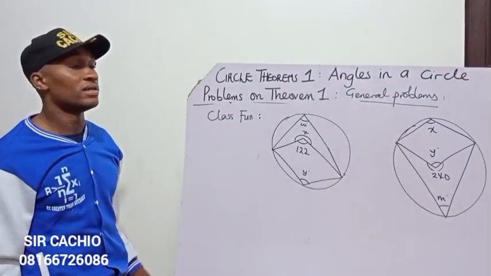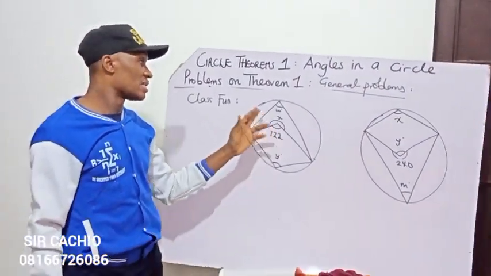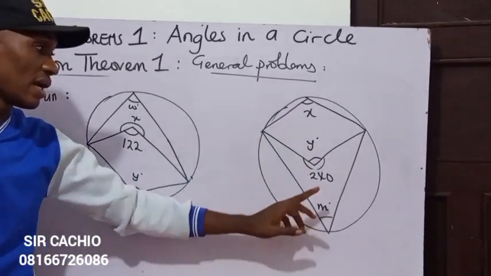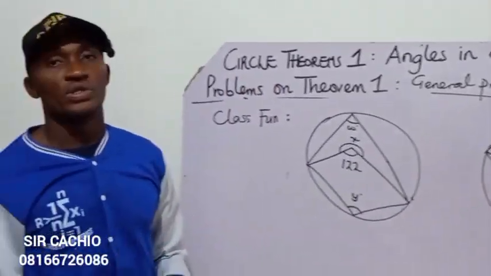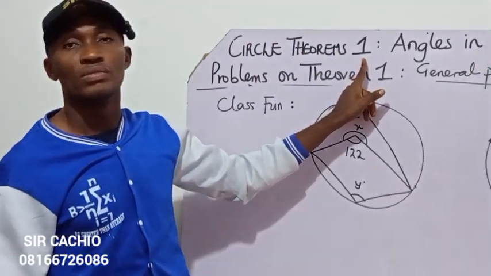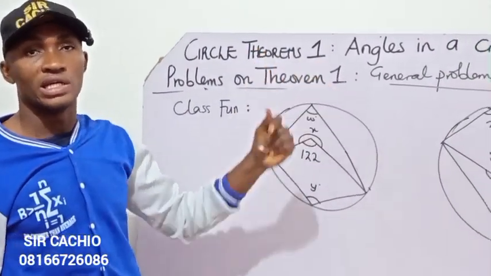Okay, so finally, this is your classwork. Attempt this: find the value of w, x, and y, and find the value of x, y, and m. I'll meet you in circle theorem 2. I'll explain circle theorem 2 in our next class.